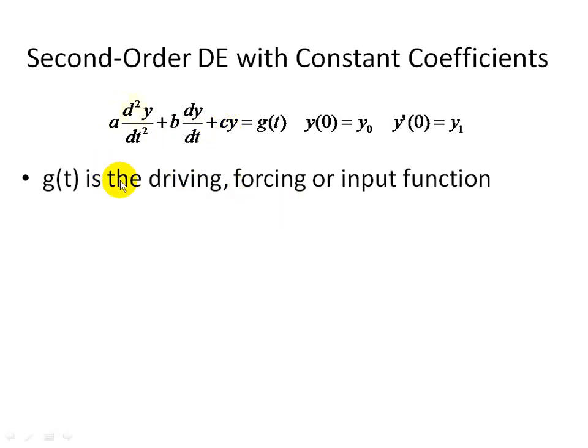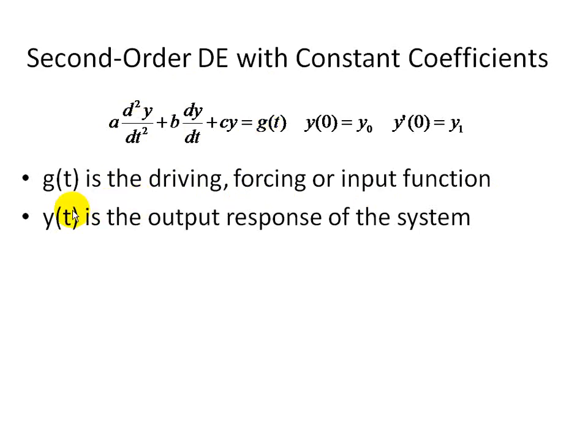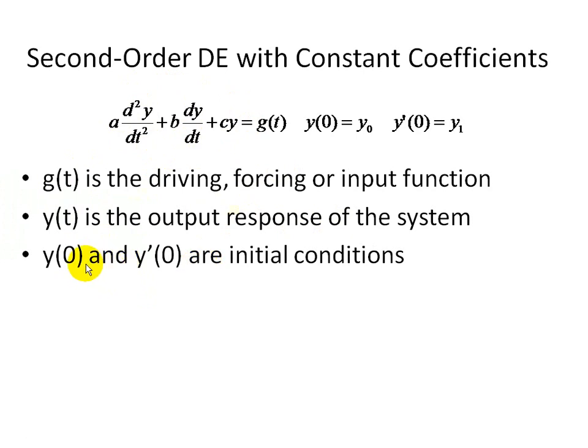Here g of t is known as the driving or forcing or input function associated with this differential equation, and y of t is the corresponding output response as a result of the forcing function as well as the natural response or homogeneous behavior of the system. We're also given initial conditions for y of 0 and the first derivative of y with respect to time.